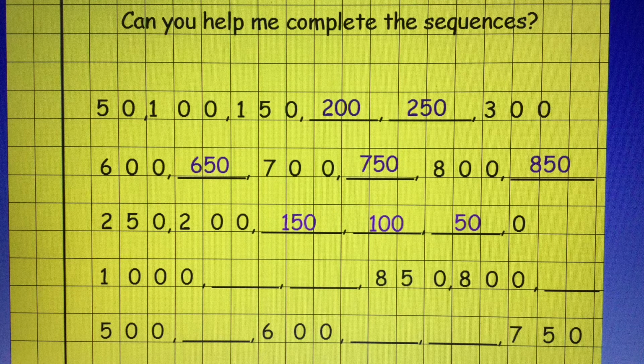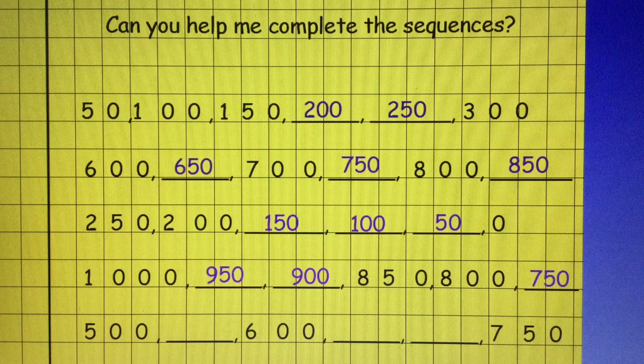Now you can continue to take away 50s to count down, or you could have looked at the end of the sequence where it ends in a 0 and then worked your way backwards, so 0, 50, 100, 150, 200, 250. Work out the sequences as best as it suits you.